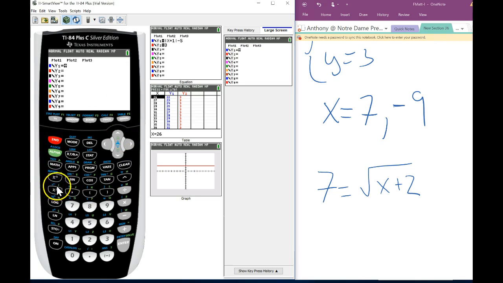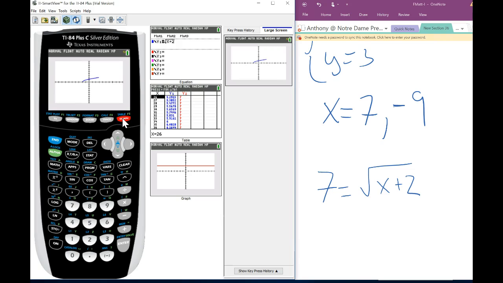You notice above the x squared in blue is the square root symbol, so I can do square root of x plus 2, and then 7, and then hit graph again. The blue graph is my square root graph, and there is my y equals 7. Notice that I can't see their intersection on this screen. Oh no, what do I do?